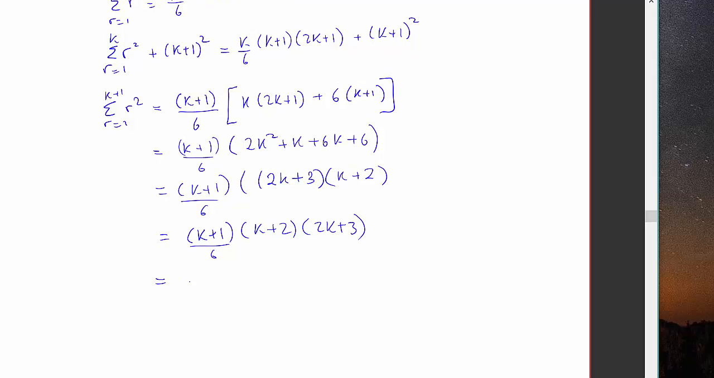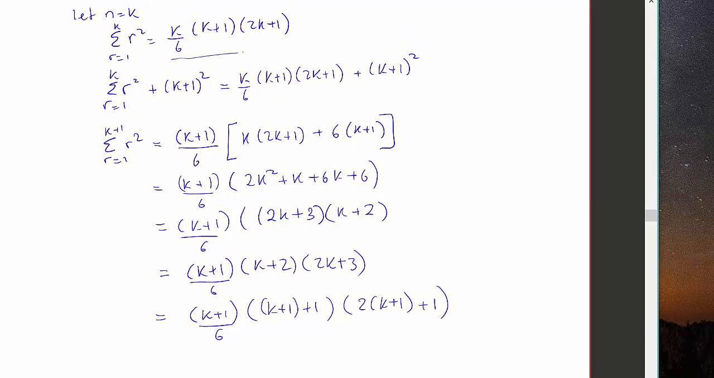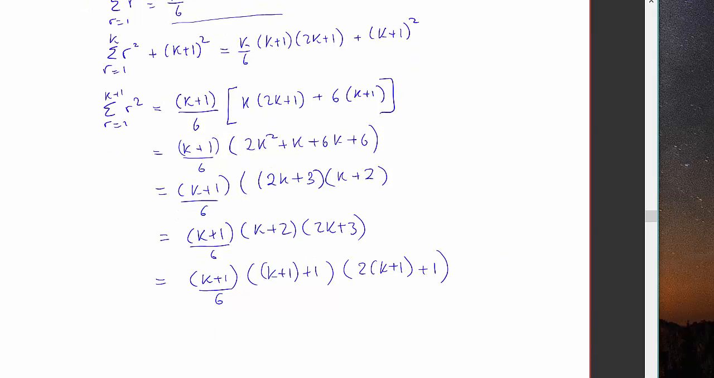And as a final step here, I would say k plus 1 over 6, k plus 1 plus 1, and 2k plus 1 plus 1. And then that makes it absolutely clear that we've replaced k with k plus 1 in this expression here.